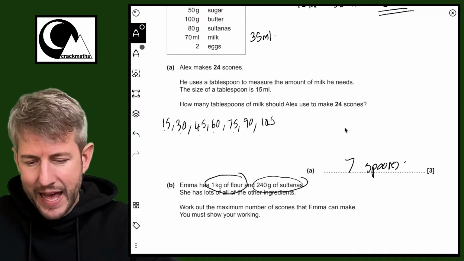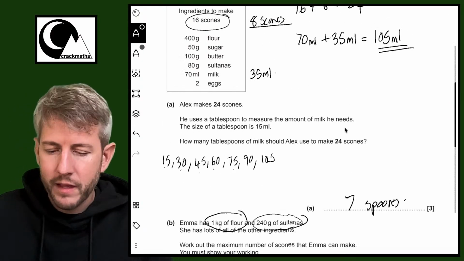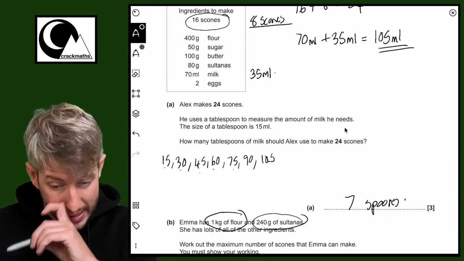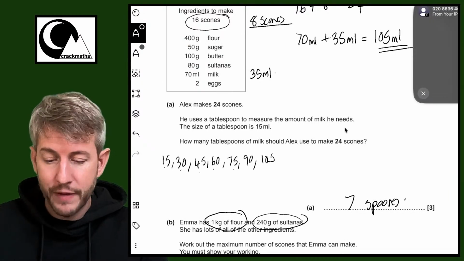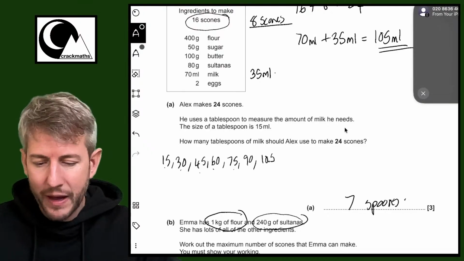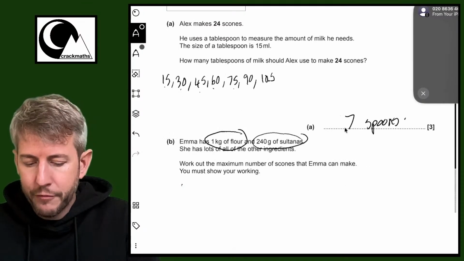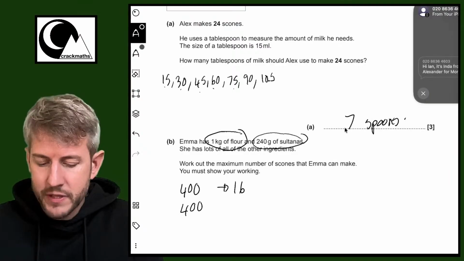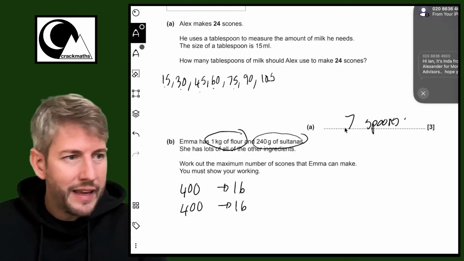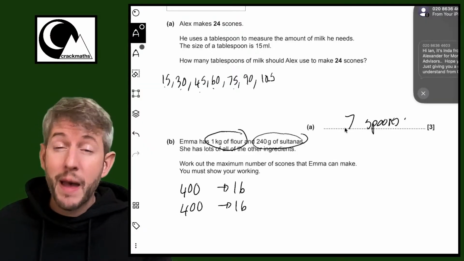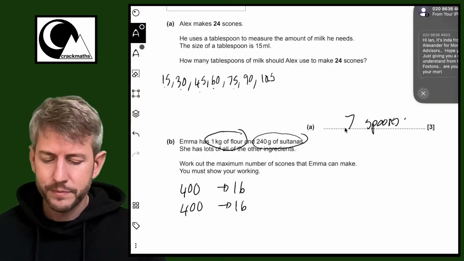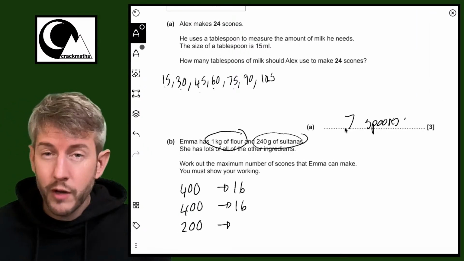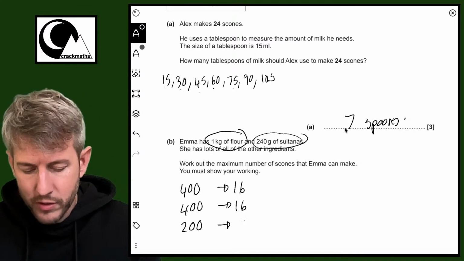Okay, so let's have a look at this. So flour, we've got 400 grams for 16 scones. Okay, so she's got 1 kilogram of flour. So let's think about that. 400 gives us 16 scones. She's got another 400 left, which will give us another 16. And if she's got a kilogram, that means 1,000 grams. So currently we're up to 800, so 200 grams are left. So 200 grams are going to give her another 8 scones, okay?